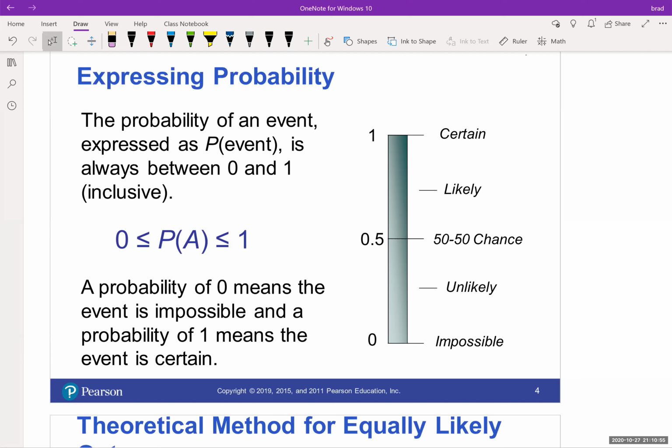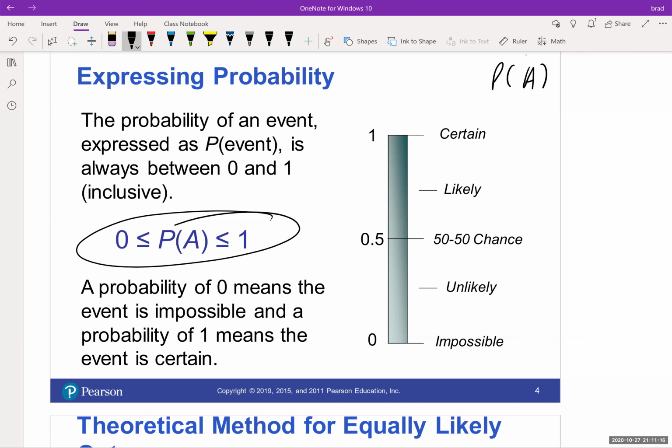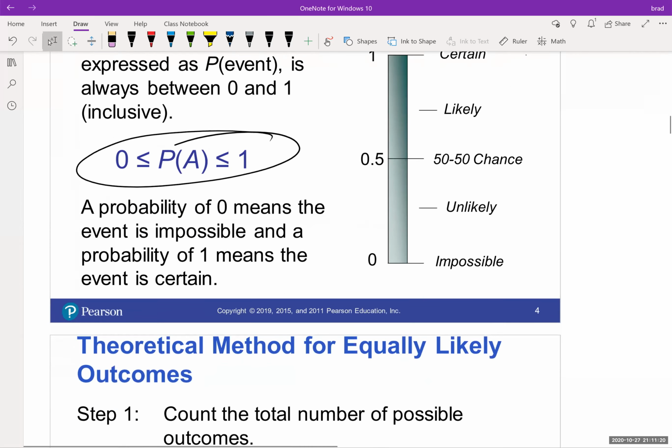So in this course, they say the probability of an event, expressed as P, so you could say probability of event A occurring, right? That's how you write it. It is always between 0 and 1 inclusive. So no event can ever be more than 1, or more than 100% likely, and it can never be negative. It can never be less than 0% likely. So everything is between 0 and 1 in terms of probability. The probability of 0 means the event is impossible, and the probability of 1 means the event is certain.